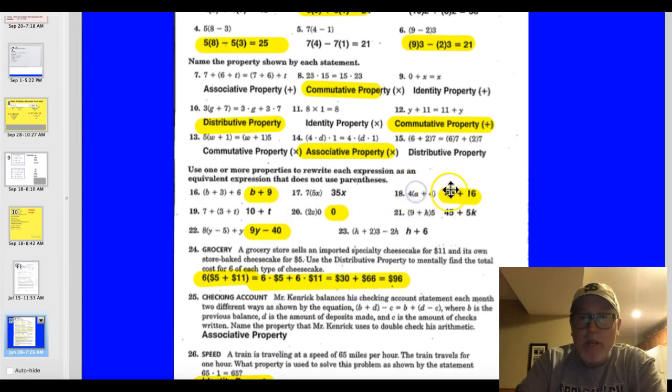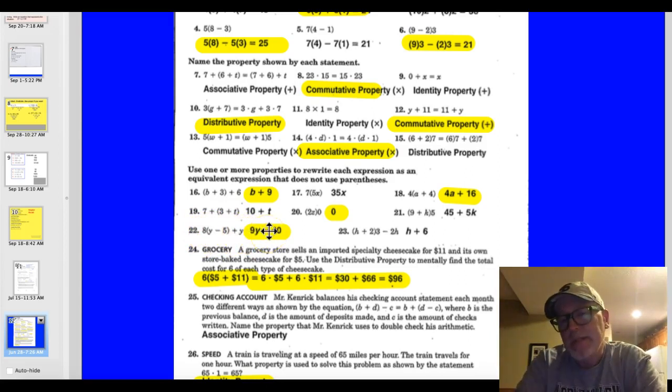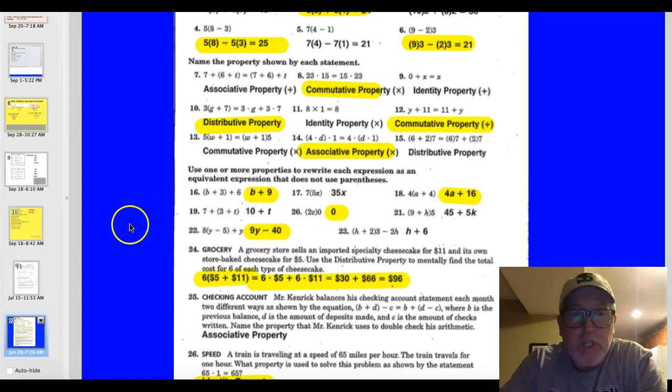Distribute, that's 4a. 4 times 4 is 16. Yeah, that's a little bit of that algebra. This one here too. So this would be 8y. And you got minus 40. You also got this other y over here. So you have 8 positive y's and you have this other y. There's your 9y. Just pushing the envelope a little bit with you.